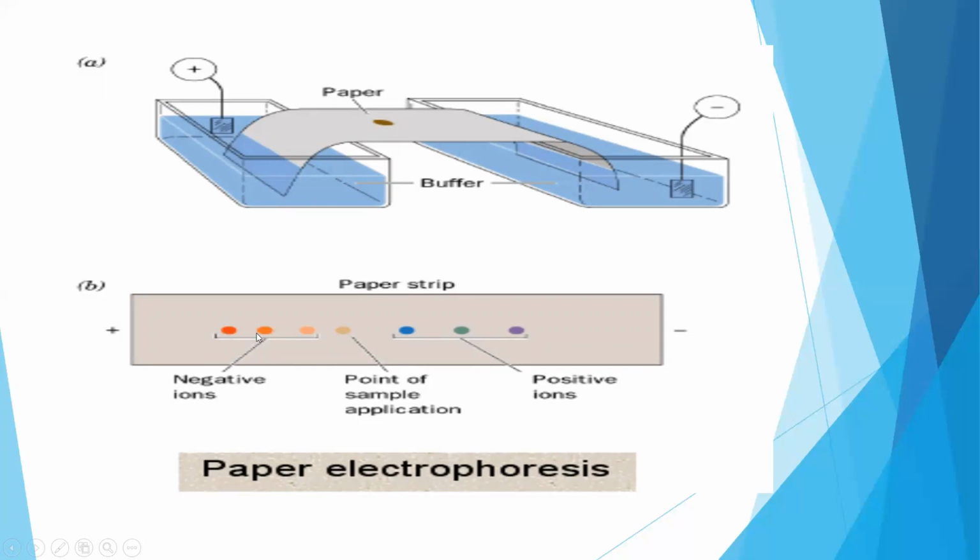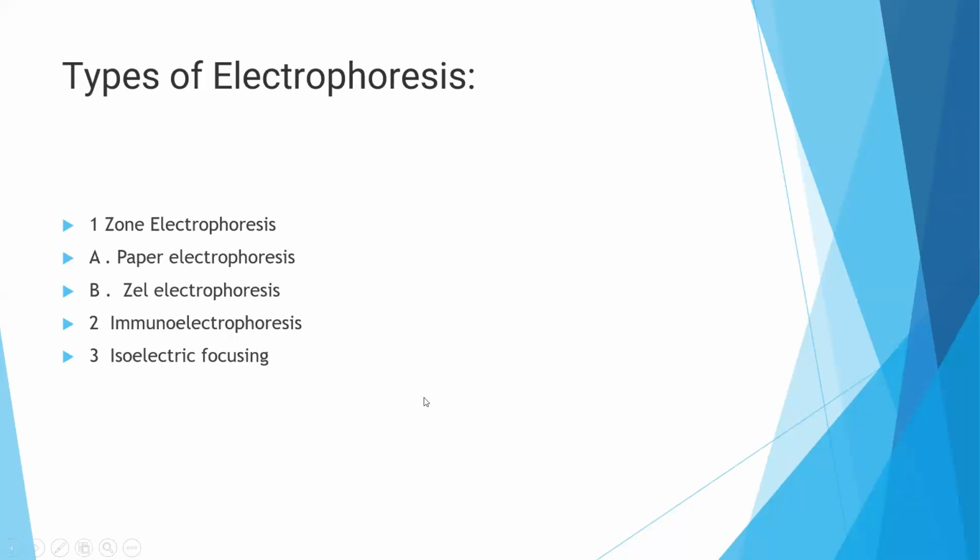In total, there are seven bands. This is the negative side and this is the positive side. This is the sample, the point of sample application. This is the negative side and this is the positive side.